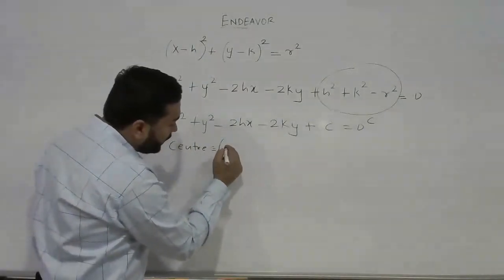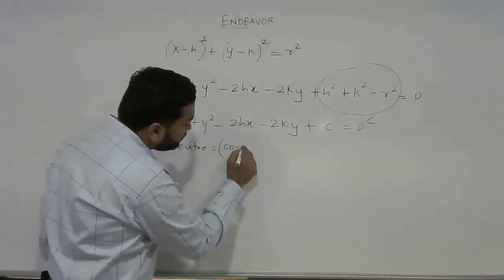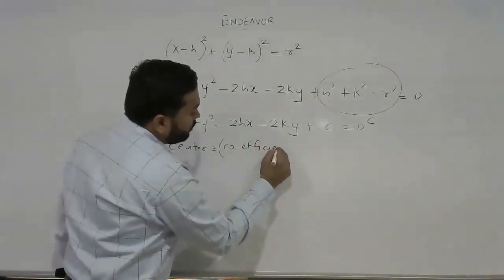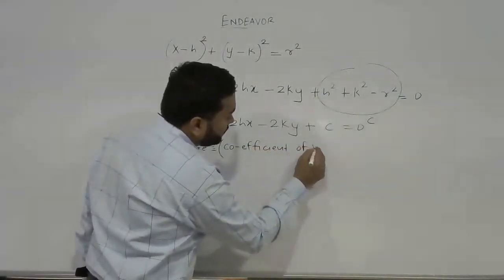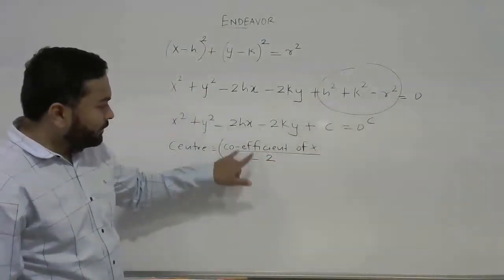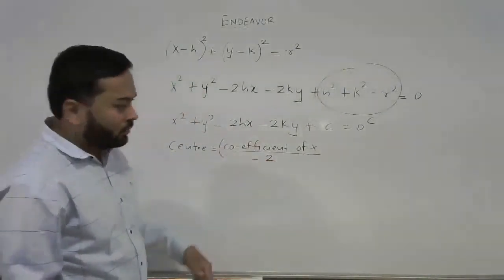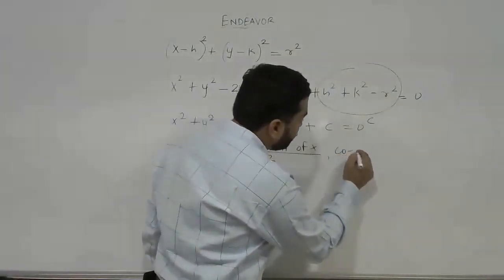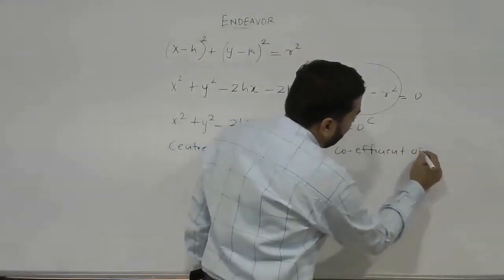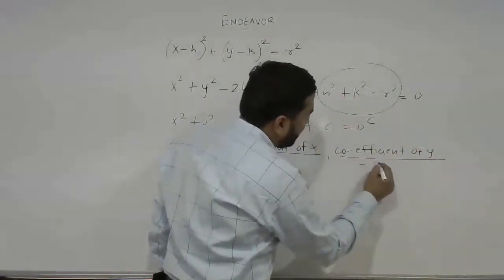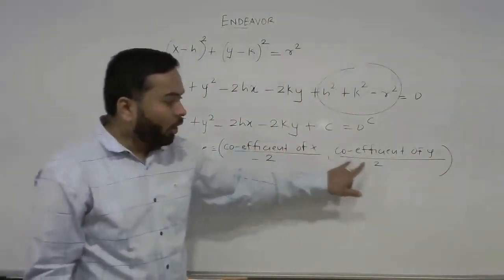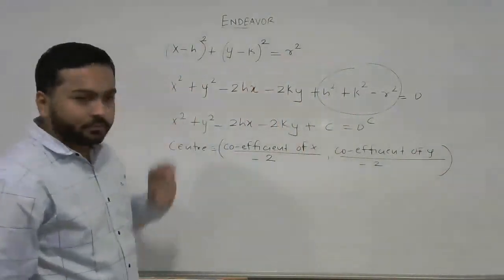So here it would be coefficient of x upon minus 2. So if I say minus 2h upon minus 2, that gives me h, comma, coefficient of y upon minus 2. That's minus 2k upon minus 2, that gives me k back.